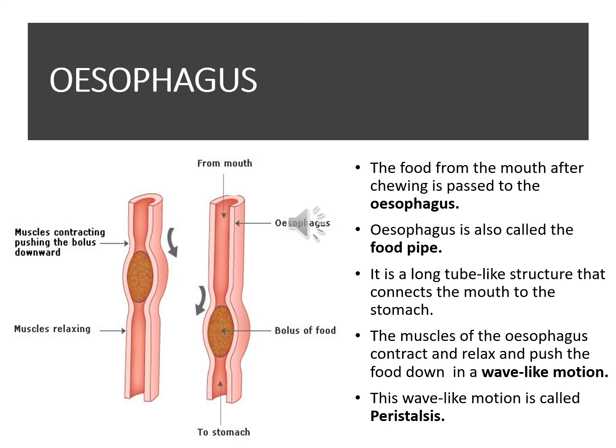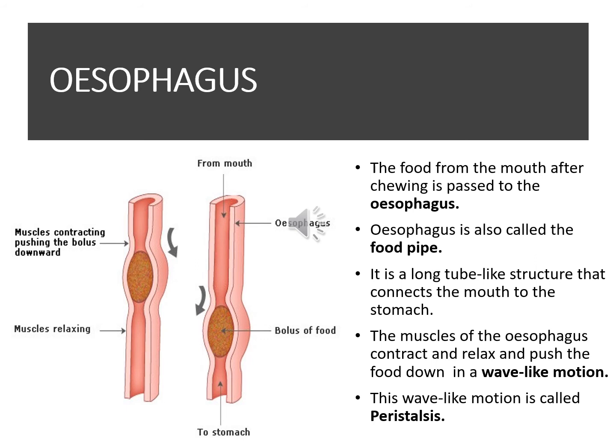Esophagus. The food from the mouth after chewing is passed to the esophagus via the pharynx. Esophagus is also called the food pipe. It is a long tube-like structure that connects the mouth to the stomach. The muscles of the esophagus contract and relax and push the food down in a wave-like motion. This wave-like motion is called peristalsis.